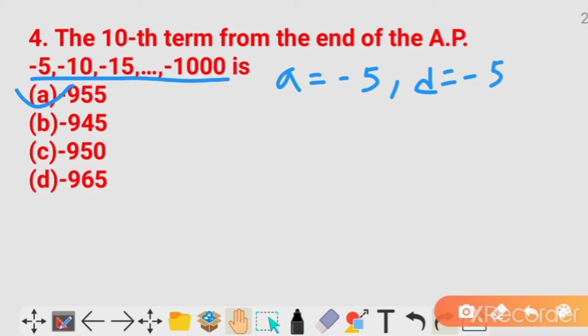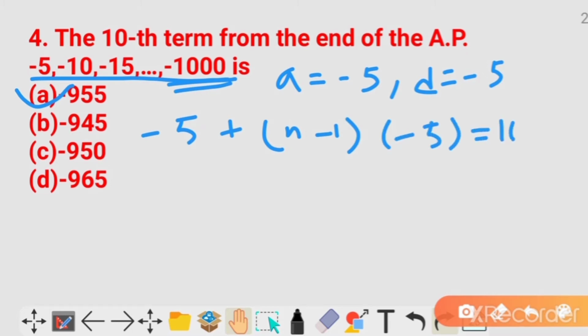Okay. Now the minus 1000, we have to first find out which term it will be. So we'll simply put the nth term formula, that means minus 5 plus n minus 1 into D, that is also minus 5, is equals to minus 1000. Okay, so then it will give us n equals to 200. Okay, so the minus 1000 is the 200th term of this series.